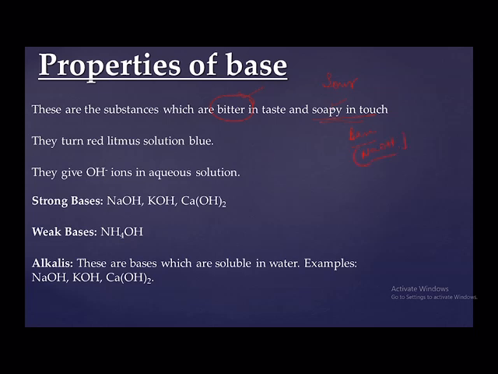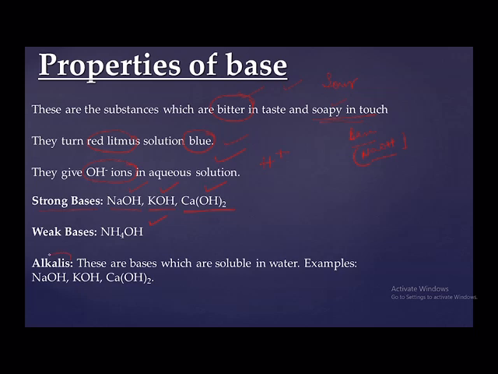That is the reason it is soapy to touch, and it is a property of bases. We know that whatever red litmus is there generally turns blue in the litmus solution. A base gives out OH minus ions, whereas acids give H plus ions. The examples of strong bases are NaOH, KOH and calcium hydroxide, that is sodium hydroxide, potassium hydroxide and calcium hydroxide. And an example of a weak base is ammonium hydroxide, that is NH4OH.